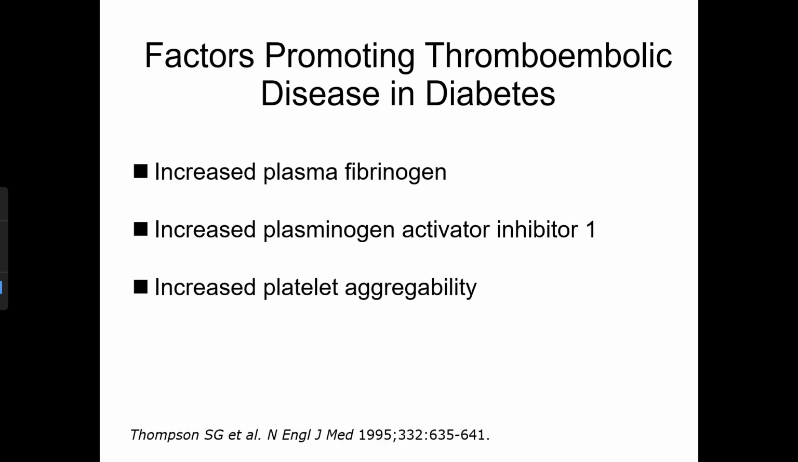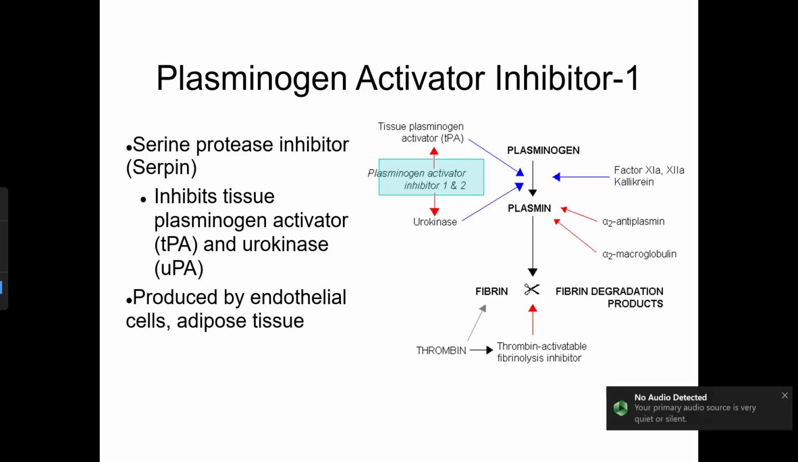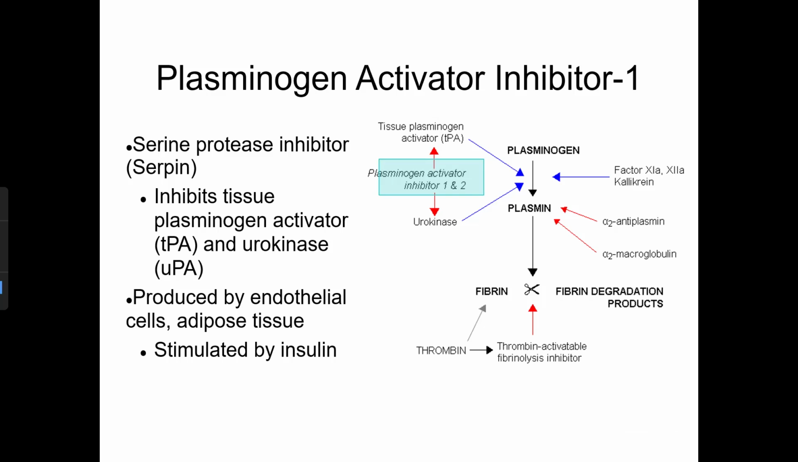Factors promoting thromboembolic disease in diabetes: increased plasma fibrinogen, increased plasminogen activator inhibitor 1, and increased platelet aggregability. And this is just showing the impacts that different substances in the blood will have on plasmin. So serine protease inhibitor, or SERPIN, inhibits tissue plasminogen activator and urokinase. It's produced by endothelial cells in adipose tissue and stimulated by insulin.